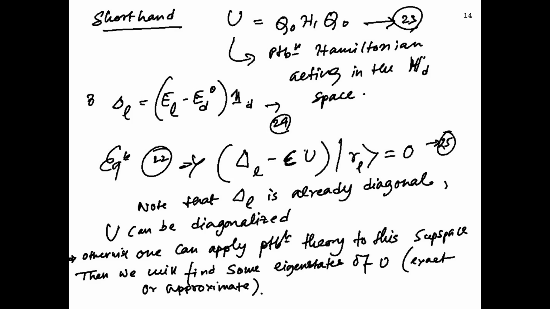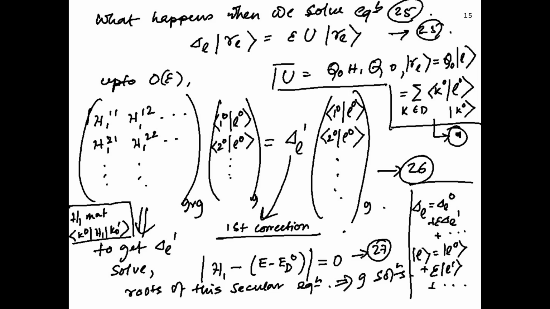So you still have to take help of perturbation theory, and you can apply perturbation theory in this subspace, which is epsilon u RL equal to delta L RL, and then you will find some eigenstates of u, which is either exact or approximate depending on how you are solving this problem, exactly or perturbatively. So let us see how you proceed with this equation 25. I just described a strategy, and let us implement that strategy.